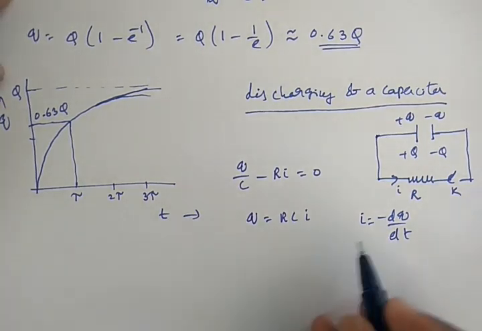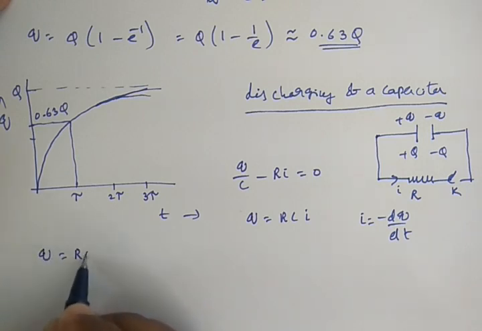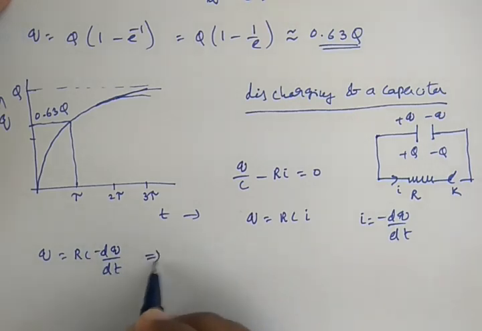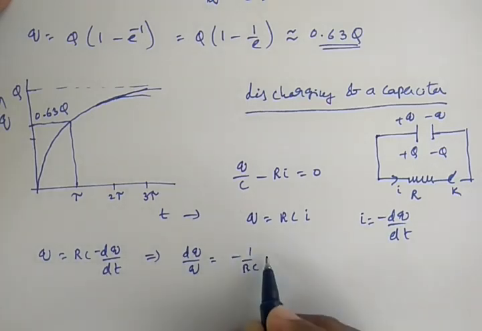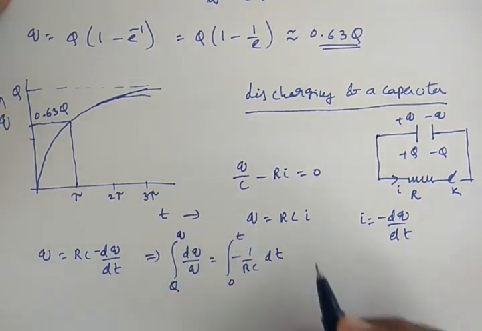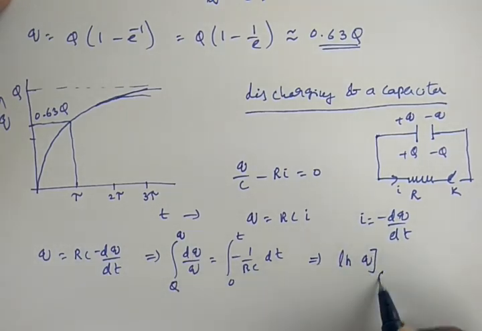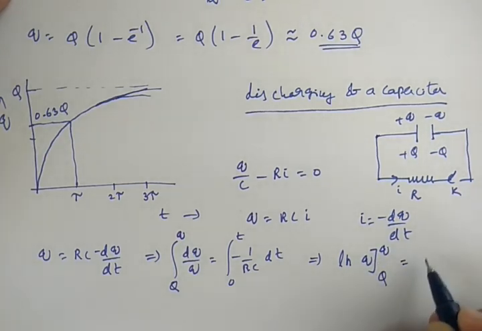So now q equals RC times minus dq by dt. That implies dq by q equals minus 1 by RC times dt. Now you can integrate. At time t is 0, the charge on the capacitor is Q. At time t, the charge becomes, let's say, q. So when you integrate this, you get log q, with boundary conditions Q and q, equals minus 1 by RC into t.